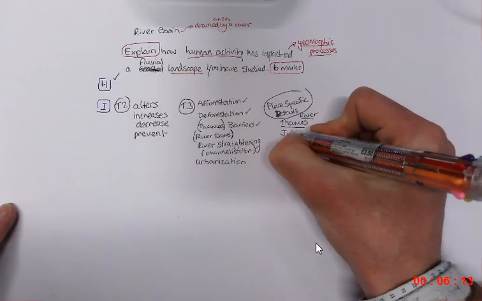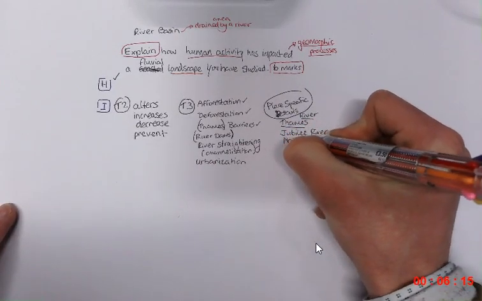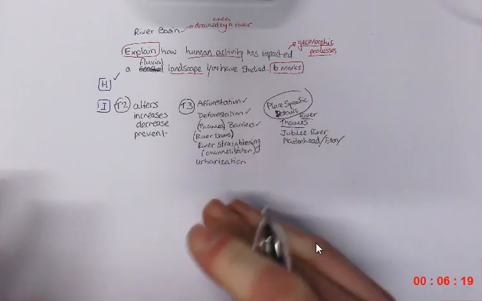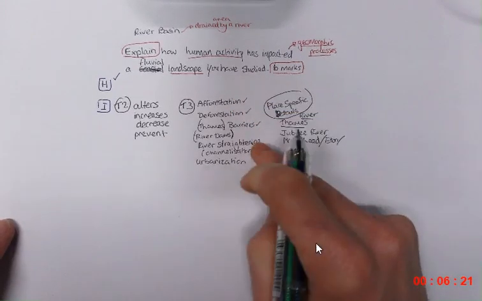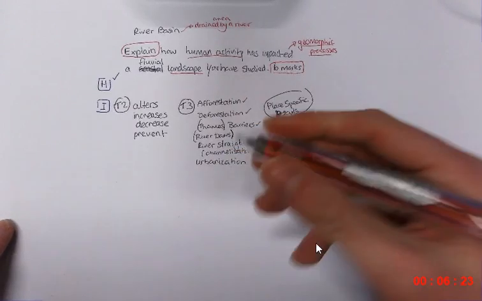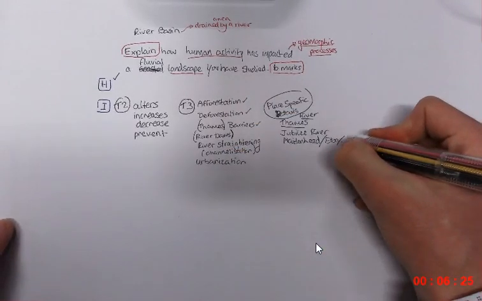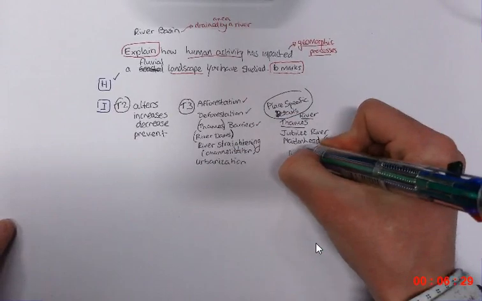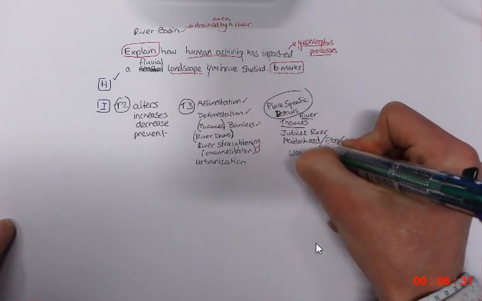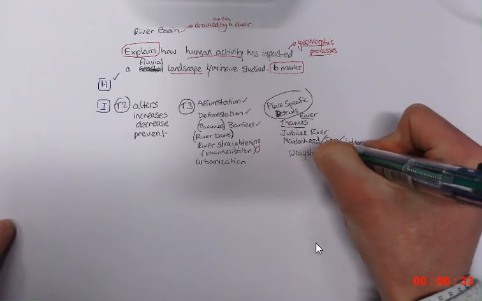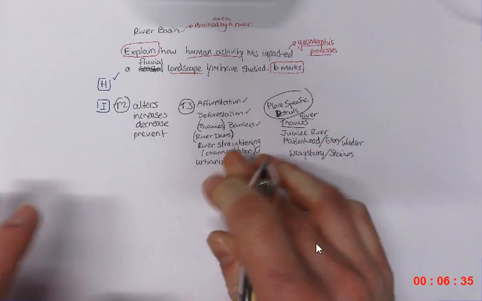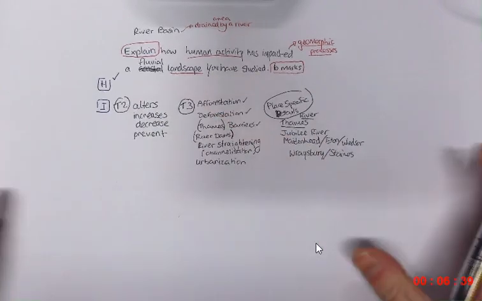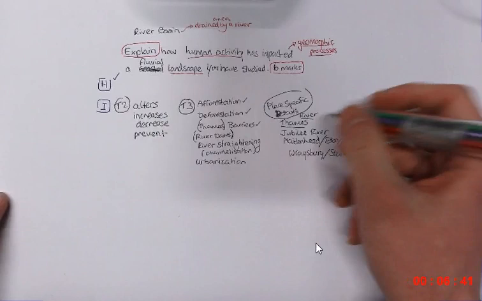We've got Maidenhead, Eton. These are places that have been affected by the river straightening positively. So Maidenhead, Eton, and Windsor. And then we've also got Raisbury and Staines, which have been affected negatively by the creation of the Jubilee River, river straightening. Those are some named places there.